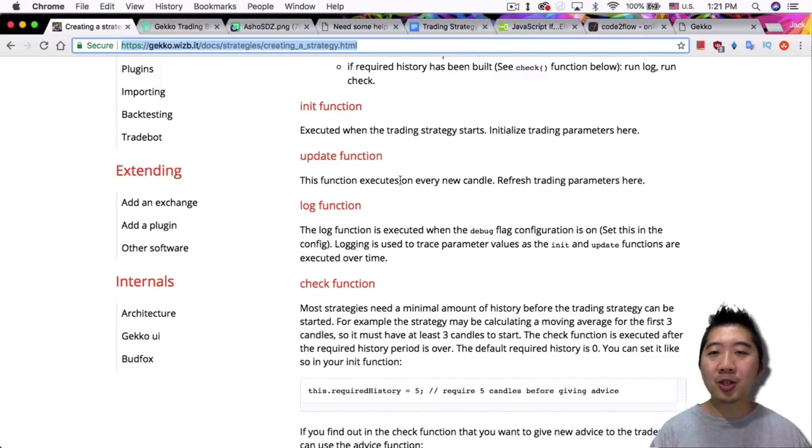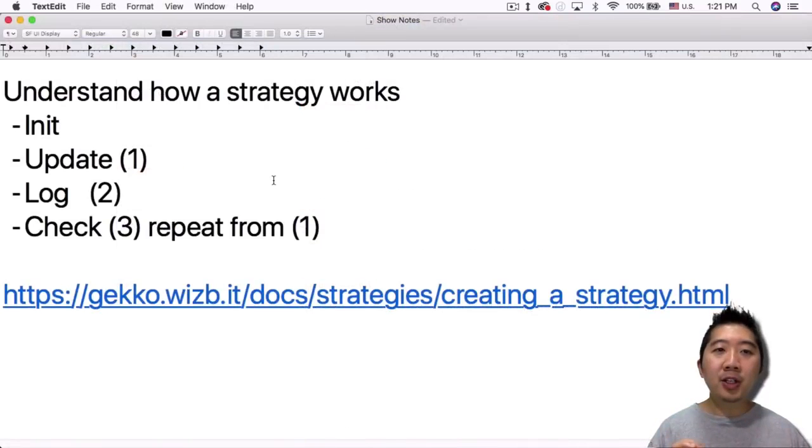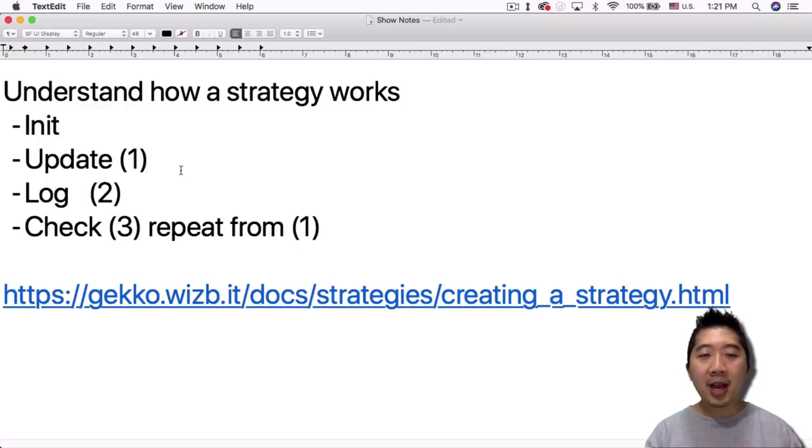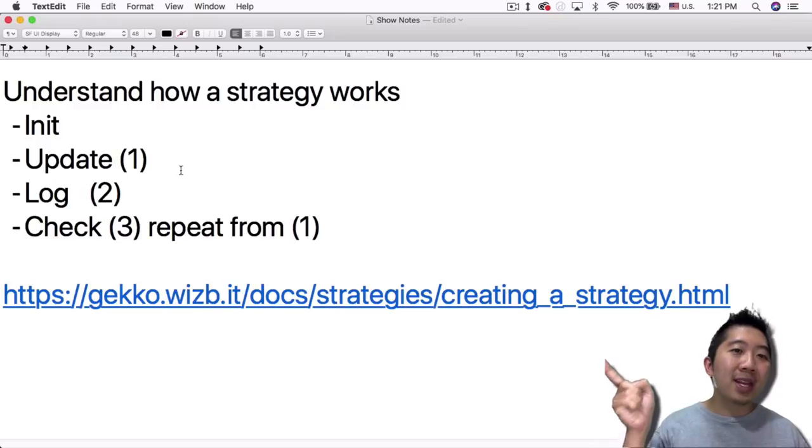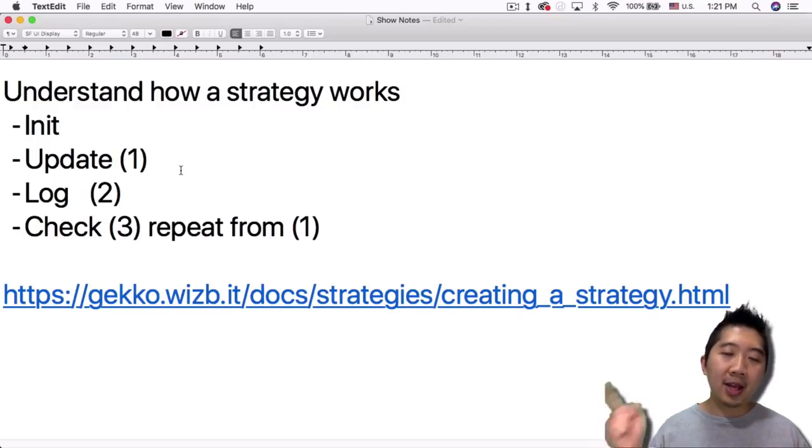The update and the log function are basically like this. The init function is when you first start up the strategy, running it through backtests or running it through a trading bot. It'll start up and run any commands I need to run on the init function side. After that, it'll go through the update, the log, and check, and then it'll repeat itself back at 1. So every new candle that's created, it'll go through the 1, 2, 3. It's a cycle. Every cycle goes through this whole process and repeats itself again and again and again.